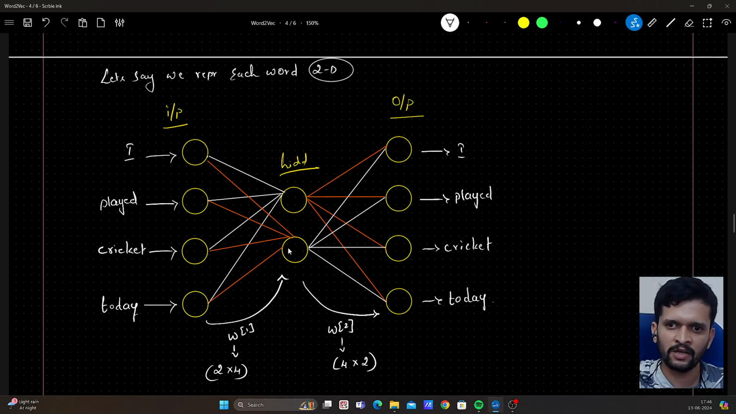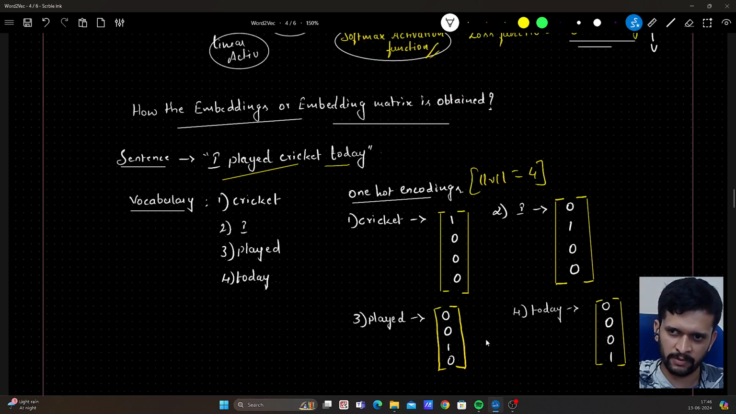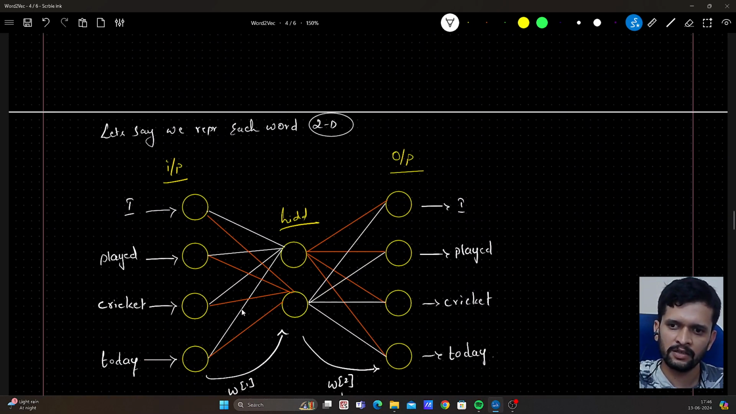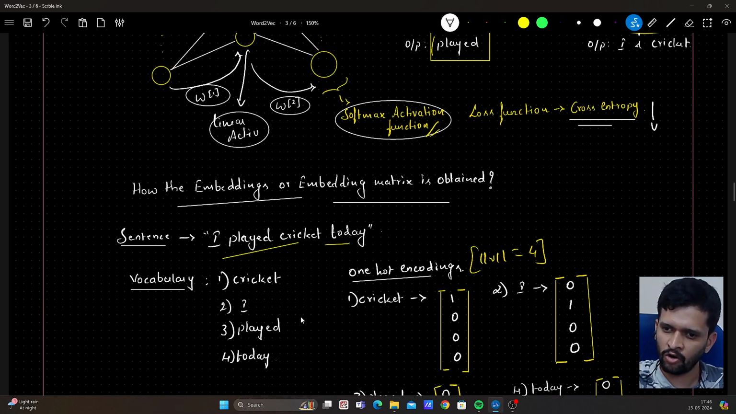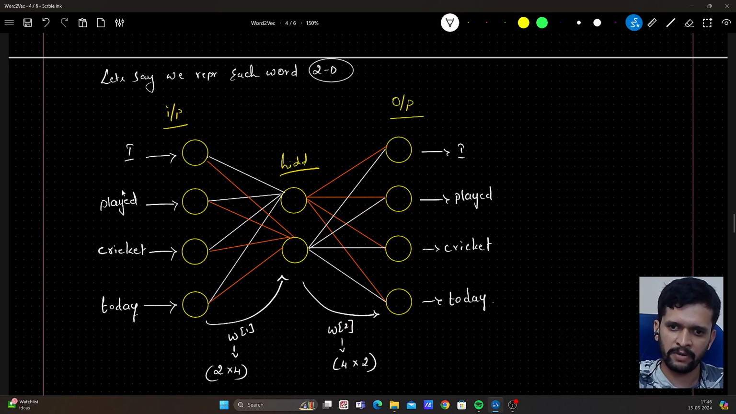Hope that's clear now. So this is how my Word2Vec model architecture looks like, as I have explained it before, but with only one sentence in our corpus, okay? So I played cricket today. Output, again, I played cricket today. What I told earlier, the number of neurons in input and output would be equal to the number of words we have in our vocabulary. So that's matching now. And also this hidden layer will have 2 neurons because I want to represent each word in a 2-dimensional vector space, okay?